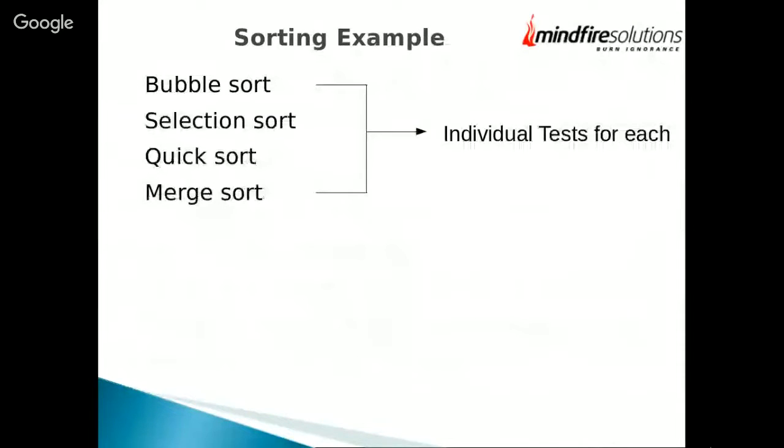As you can see, there are many sorting algorithms for sorting numbers in numerical order, like bubble sort, selection sort, quick sort, merge sort, and many more. So in TDD, you have to write individual tests for all these algorithms because the implementation is different. You have to ensure that the numbers are sorted by that particular algorithm for each test.